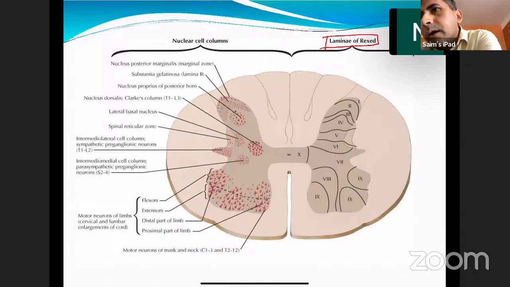Starting from the dorsal horn, we have area 1, 2, 3, 4, 5, 6, 7. Then we have area 8. Then we have a ninth area. This ninth constitutes the motor area in the ventral horn. And then around the central canal, we have area number 10. So these are the Rexed laminae. And each of these laminae corresponds to some of the important nuclei of neurons. Like I say that lamina 1 consists of nucleus posterior marginalis. Okay, dorsal nucleus.